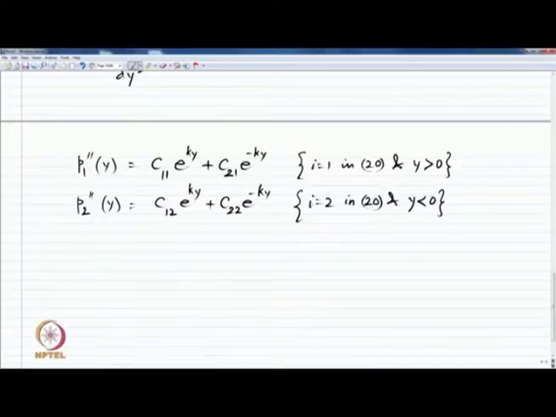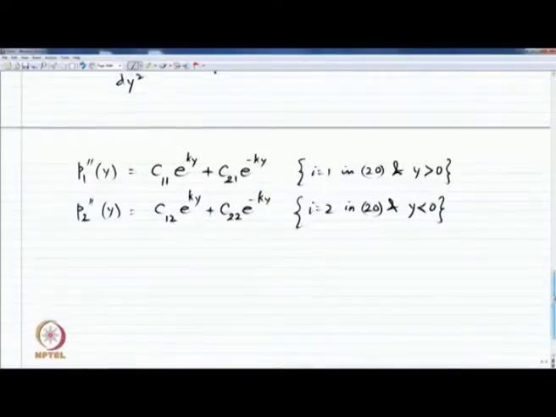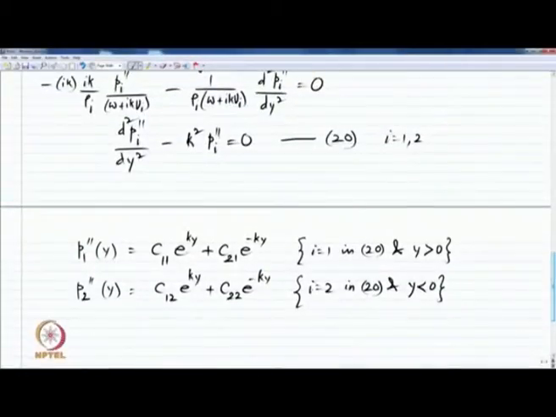1 is located in the region y greater than 0 and 2 is located in the region y less than 0. So, this is the most general form of the solution of equation 20. Now, if you think of fluid 1 for a moment, for all y greater than 0, and remember k is a positive number in our temporal linear instability analysis, k is a positive real number.